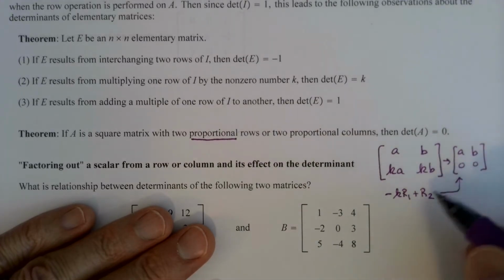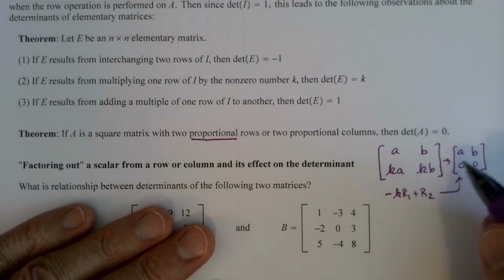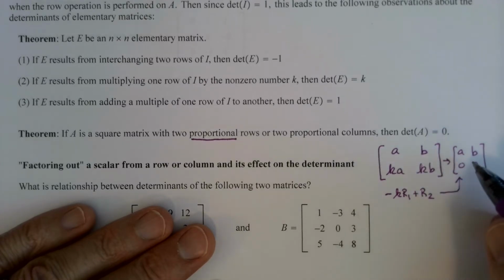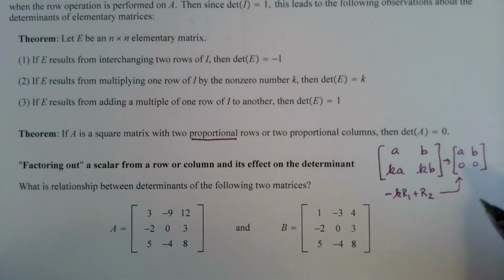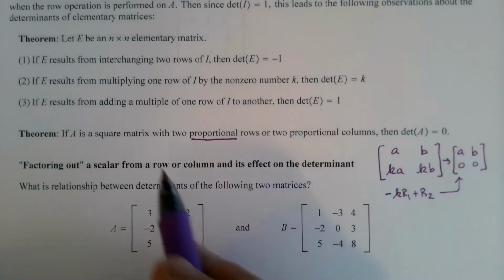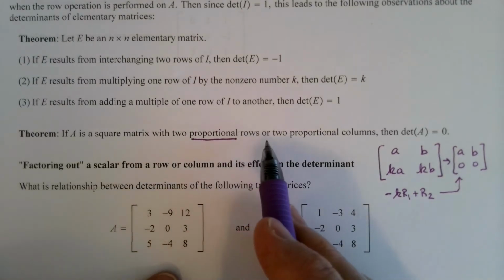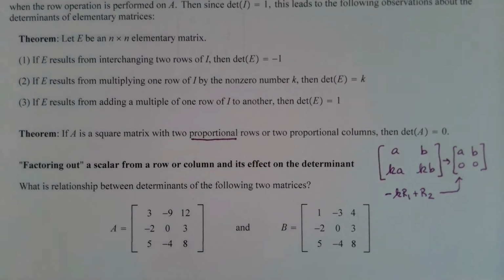So how does that affect the determinant of this matrix going from here to here? Adding a multiple of one row to another, well, we just said it does not affect the determinant. So the determinant of this matrix is the same as the determinant of this matrix. And what do we know about the determinant of any matrix that has a row of zeros? It's 0, right? The determinant is 0, by cofactor expansion along that row. And so we can see why this theorem is true. If we have 2 proportional rows or 2 proportional columns, the determinant of that matrix is 0.